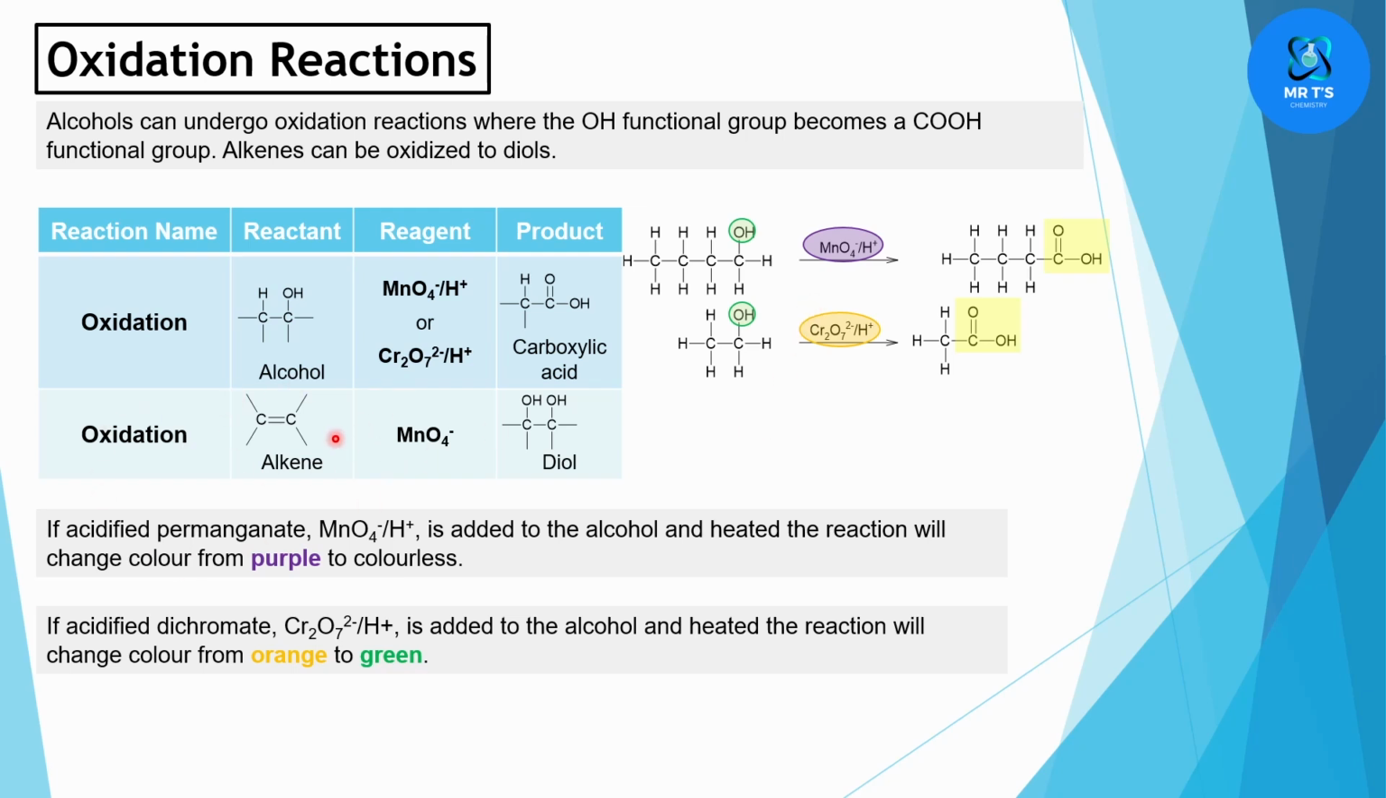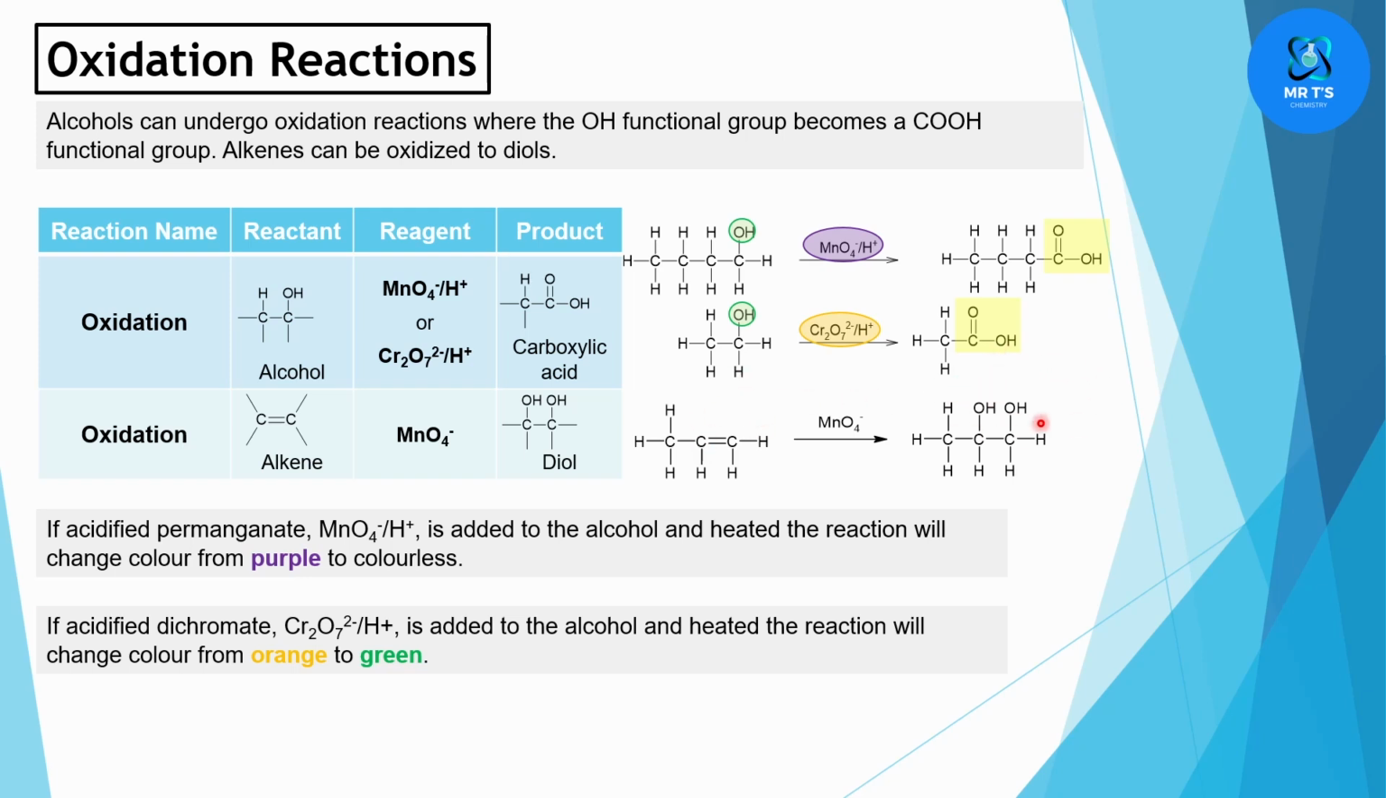Now we have another type of oxidation reaction, and that is when alkenes get oxidized. An alkene is carbons with a double bond between them. And when we add permanganate, it doesn't have to be acidified. Sometimes you'll see in exams they write down that it's acidified. It doesn't have to be. We're just adding MnO4-, and what happens is the double bond breaks and we add an alcohol group to each of the carbons where the double bond broke.